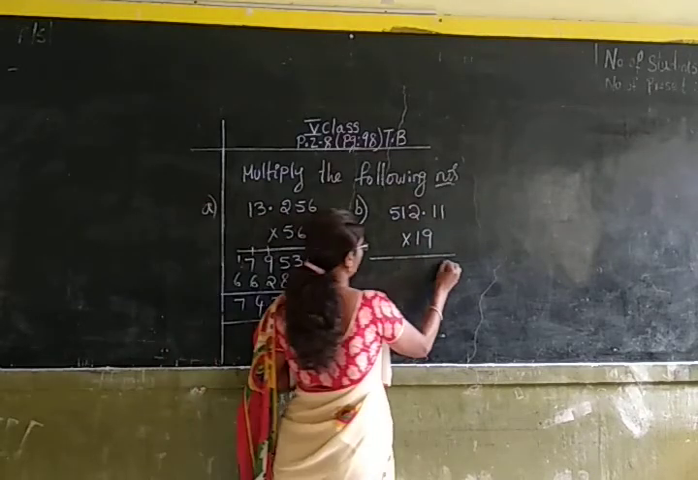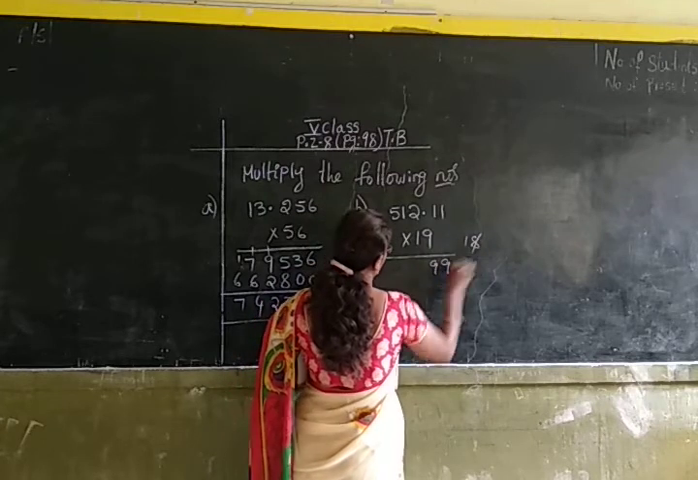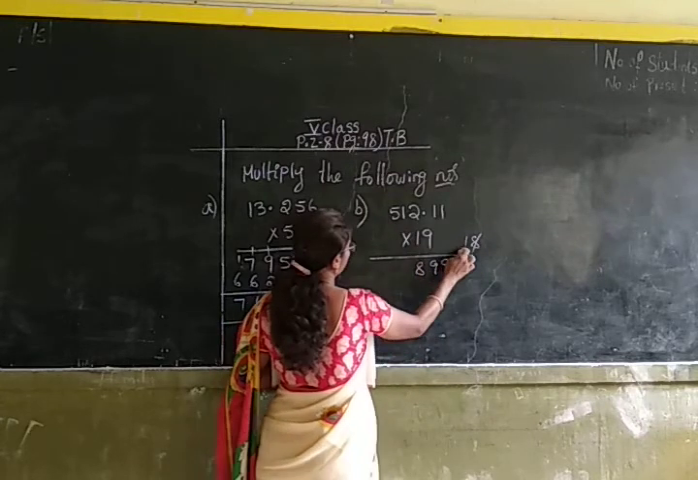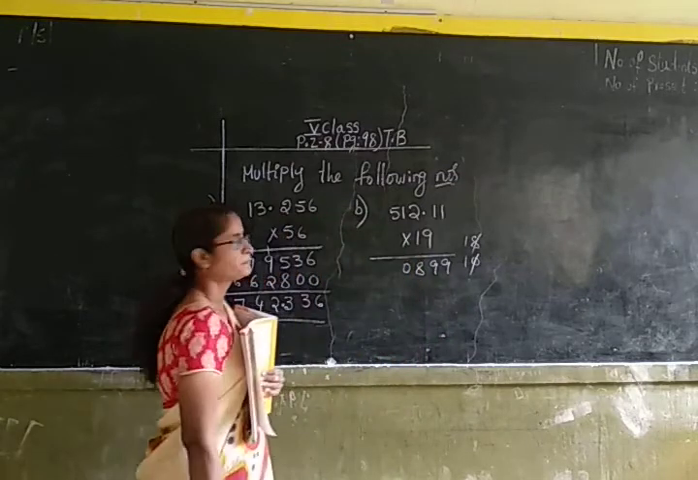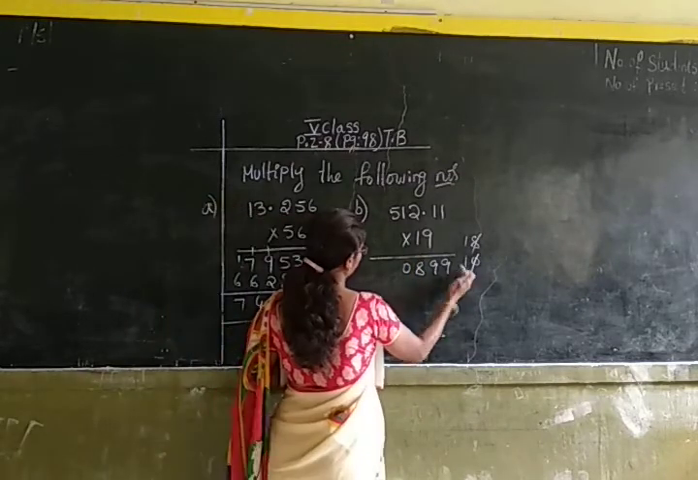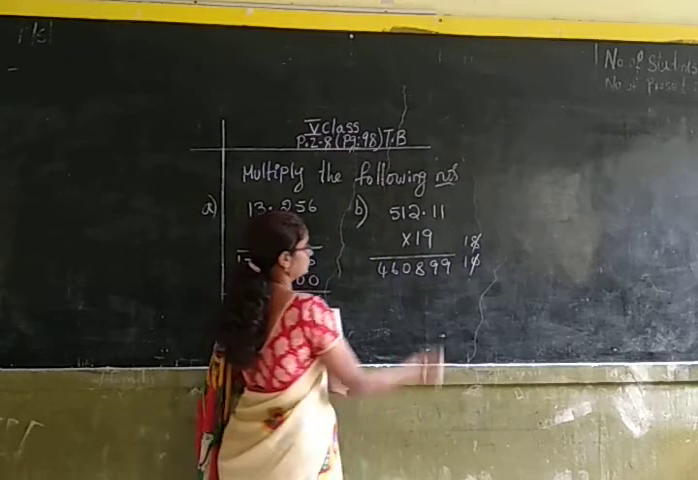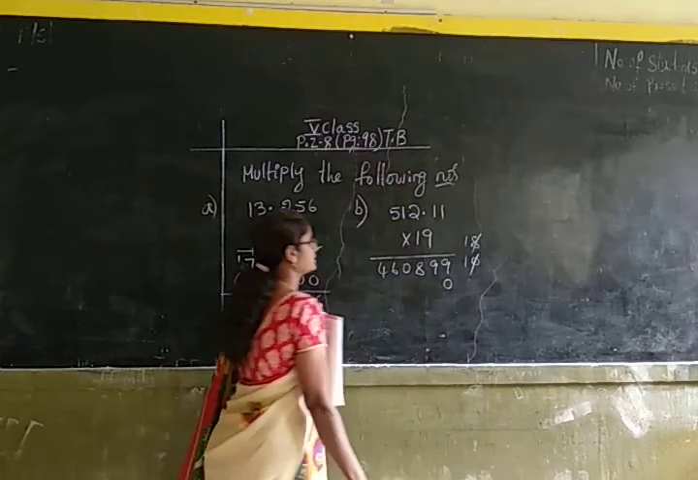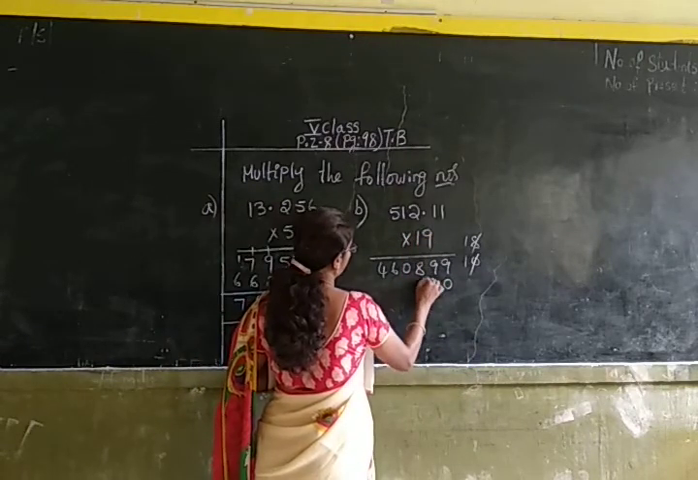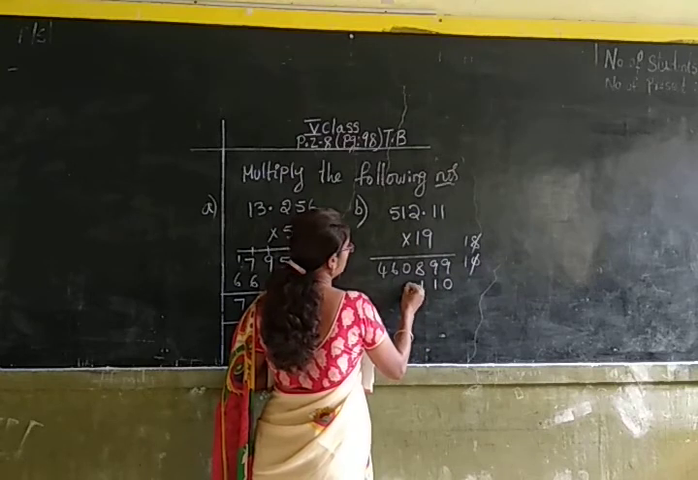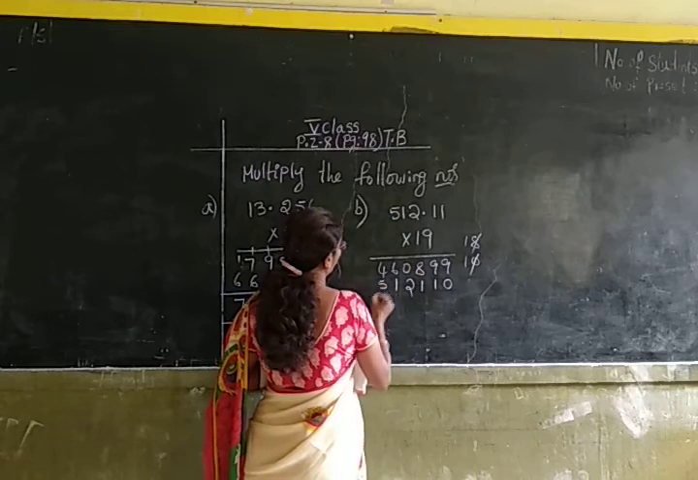Okay children? 9 1s are 9, 9 1s are 9, 9 2s are 18, 9 1s are 9 plus 1, 10, 9 5s are 45, 45 plus 1, 46. Now 1 is in tens place, so put 0 in ones place. So now let us multiply the whole number with 1. 1 1 is 1, 1 1 is 1, 1 2 is 2, 1 1 is 1, 1 5 is 5.